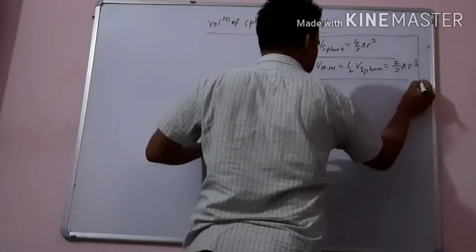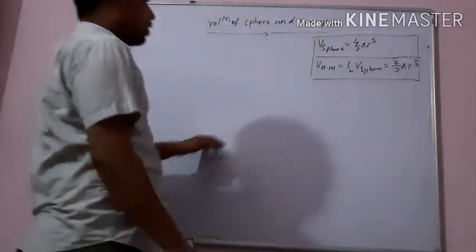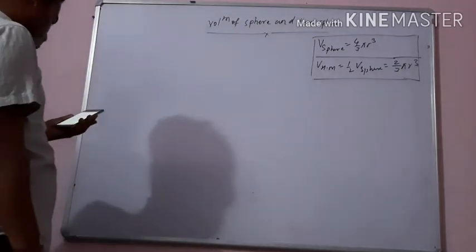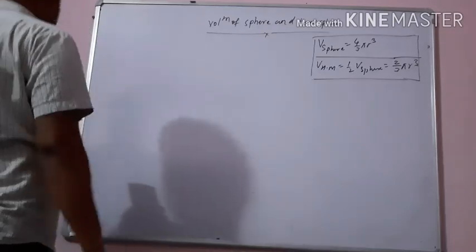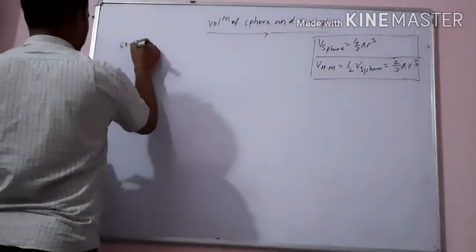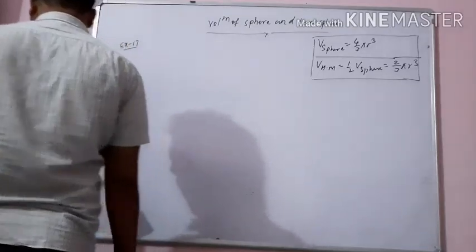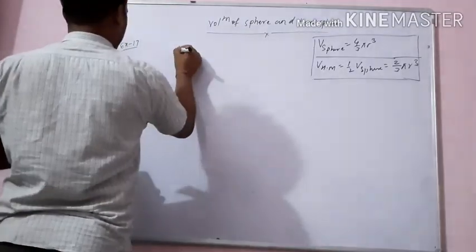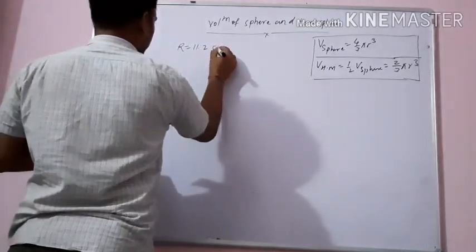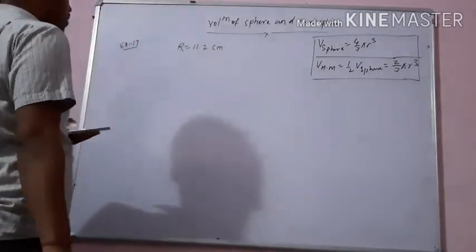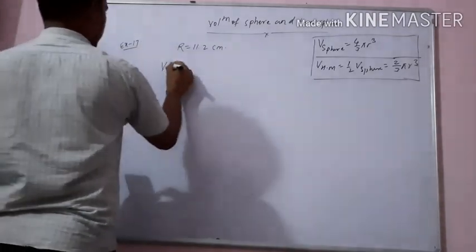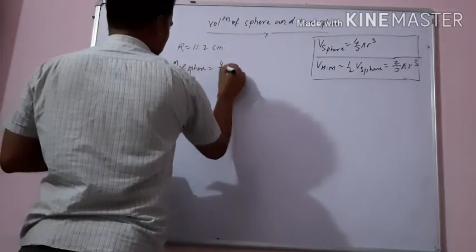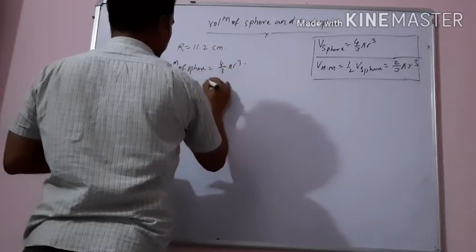First of all we will see the examples given in the book. The first example is example number 17, which is very easy. Find the volume of a sphere whose radius is 11.2 centimeter. Radius is 11.2 centimeter, and you have to find the volume of a sphere. So volume of a sphere, we know, is 4/3 pi r cube.